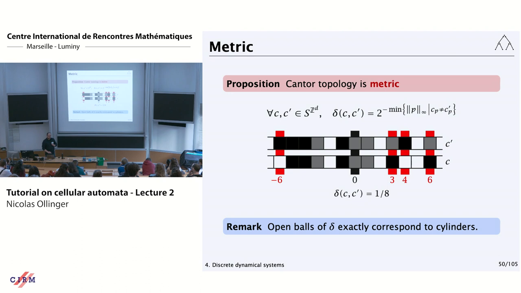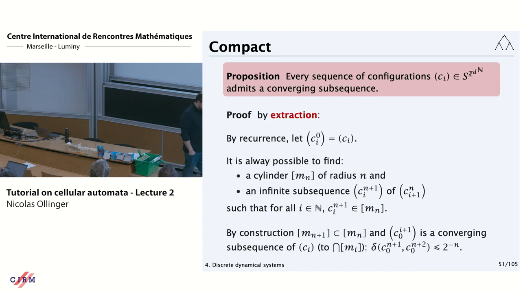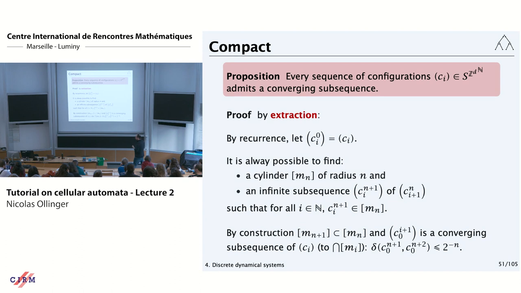But the topology is not that complicated, and it's good because we don't like complicated objects. We just like finite, trivial objects. So actually, you can do almost everything in these settings, almost every basic thing, by just considering extraction arguments. So for example, if you want to see that every sequence of configurations admits a converging subsequence, the nice way to look at it is certainly by extraction like that.